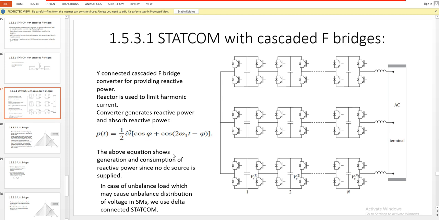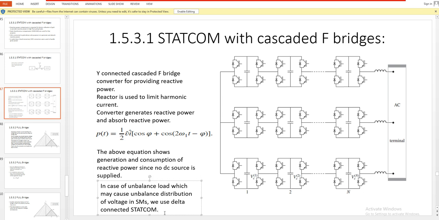Similarly, using a Y connected STATCOM, second order harmonic will be generated as in the case of half bridge, that may give rise to the ripple voltage. So this is basically the equation which shows that the reactive power is consumed and generated, and here no DC source is available.